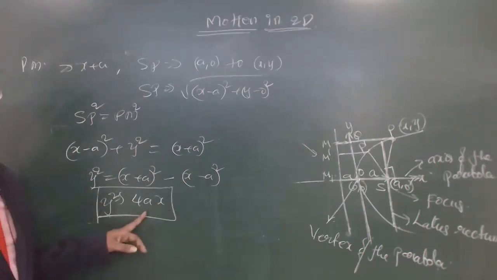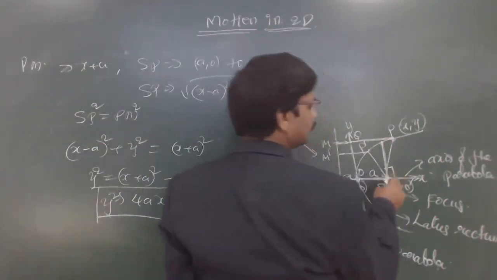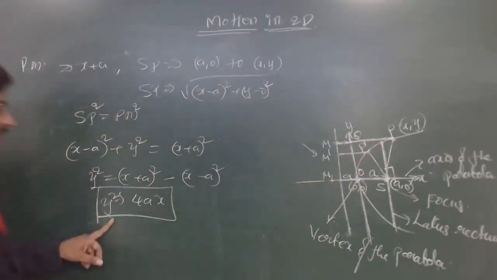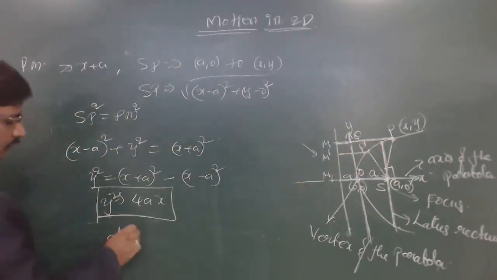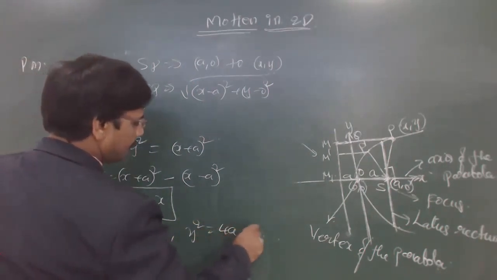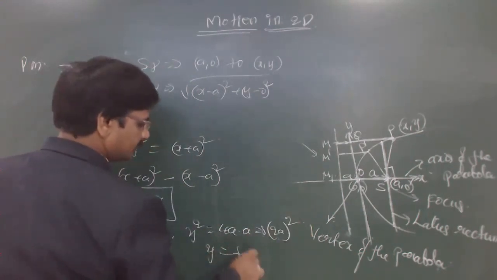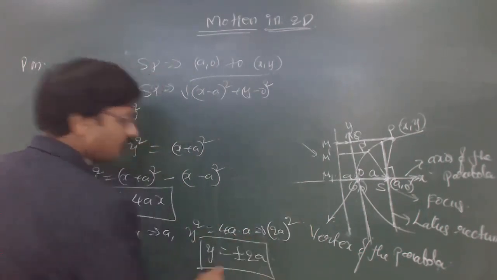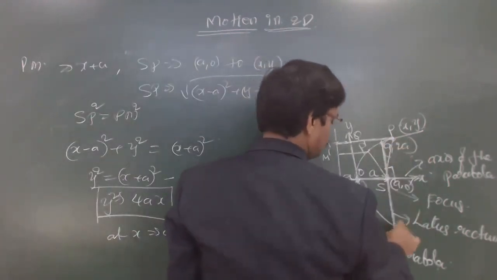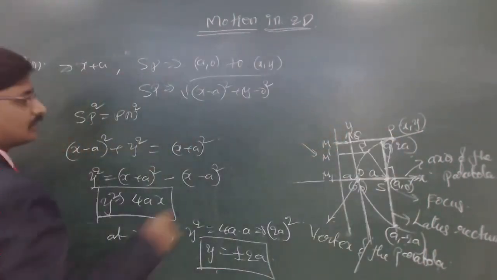So this is the 4ax. And here, if you notice, this is the location where x is equal to a. The corresponding value of y from this relation, at x equal to a, y square is equal to 4a into a, which is 2a whole square. Then y equal to plus or minus 2a, so this point is (a, 2a) and this point is (a, -2a), and the height is nothing but the length of the latus rectum.